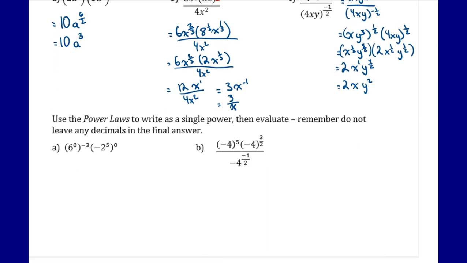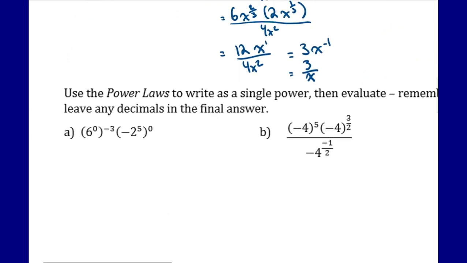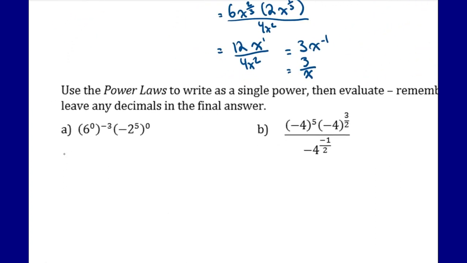Lastly, again, we're going to write each power as a single exponent and then evaluate. We don't want to leave any decimals, so leave them as fractions. So 6 to the power of 0, to the power of -3, times -2 to the power of 5, to the power of 0. So here, 6 to the power of 0 is going to be 1 times -2 to the power of 5, which is a value, to the power of 0, which is 1.